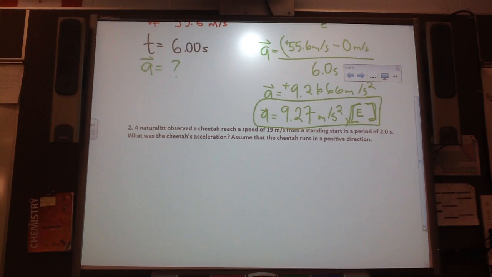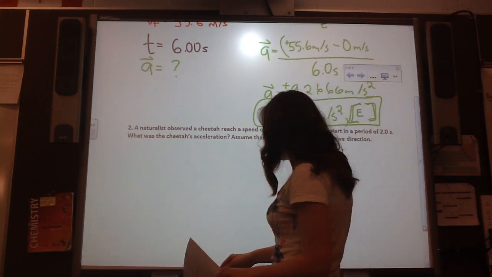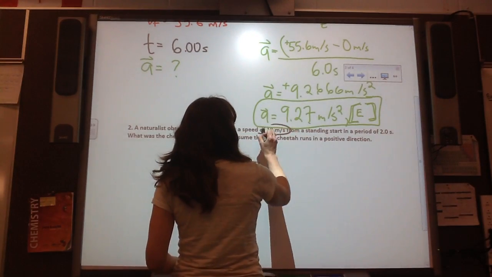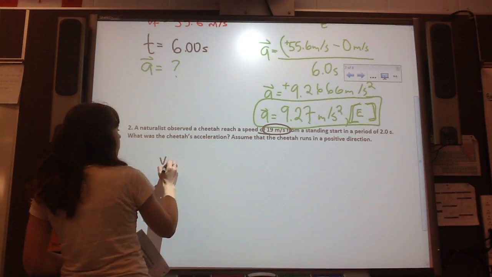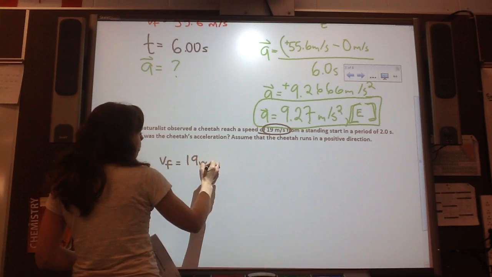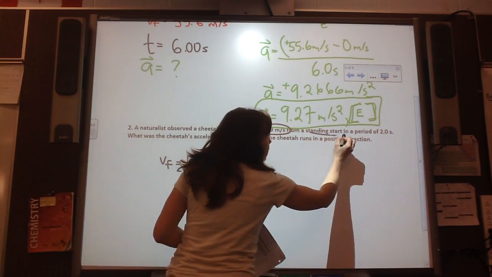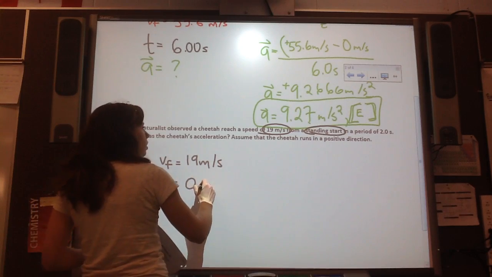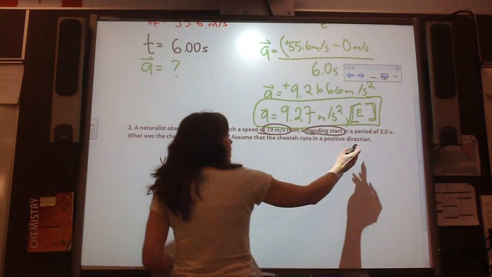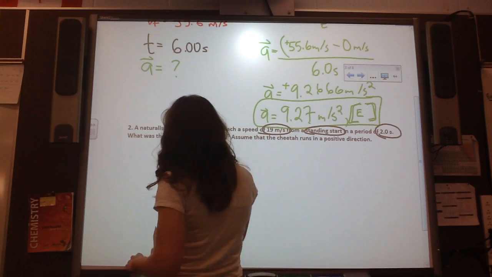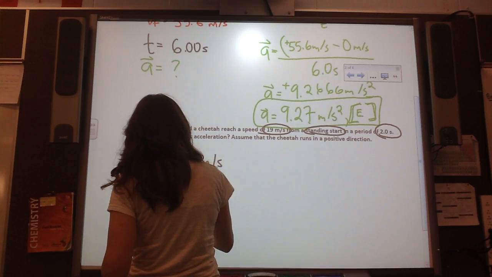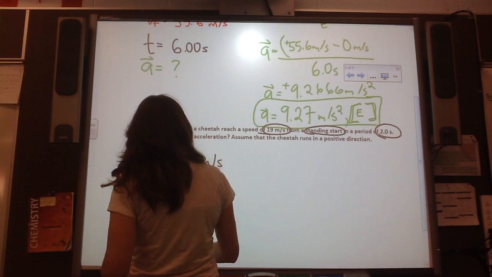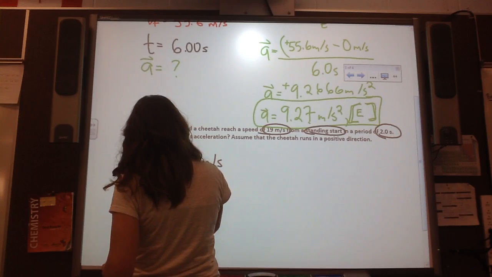Speed of 19 meters per second from a standing start. So reach to speed, so that's VF, 19 meters per second. From a standing start, so that's VI. In a period of 2 seconds, so that's T. What was the cheetah's acceleration?